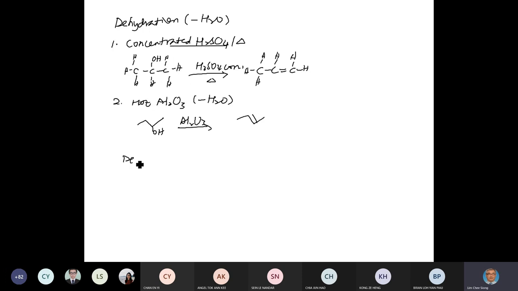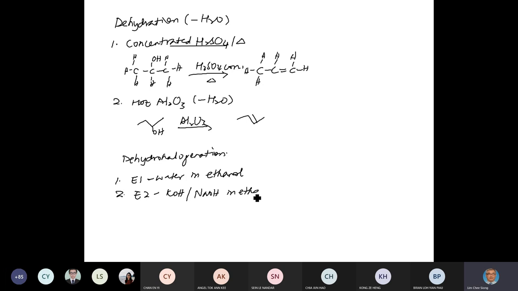Secondly, we have this compound undergoing a reaction we call dehydrohalogenation. In these two compounds, you must be careful when you use them. For these examples, number one is of the E1 type, where we use water in ethanol. Later we're going to use it. Number two is of the E2 type, using KOH or NaOH in ethanol. You get it? Sometimes this one will make you confused, but don't worry, for E1 and E2 we're going to give you another hint.